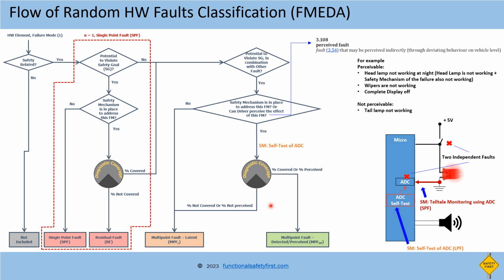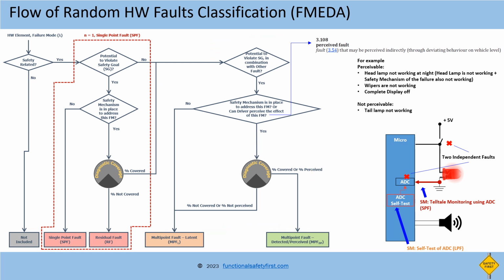On the other side, the safety mechanism which is covering the failure is called multi-point fault detected, and the effect which is perceivable by the driver is called multi-point fault perceived. Both together are called multi-point fault detected or perceived fault. Multi-point fault latent is also called latent point fault, and the order is equal to 2.